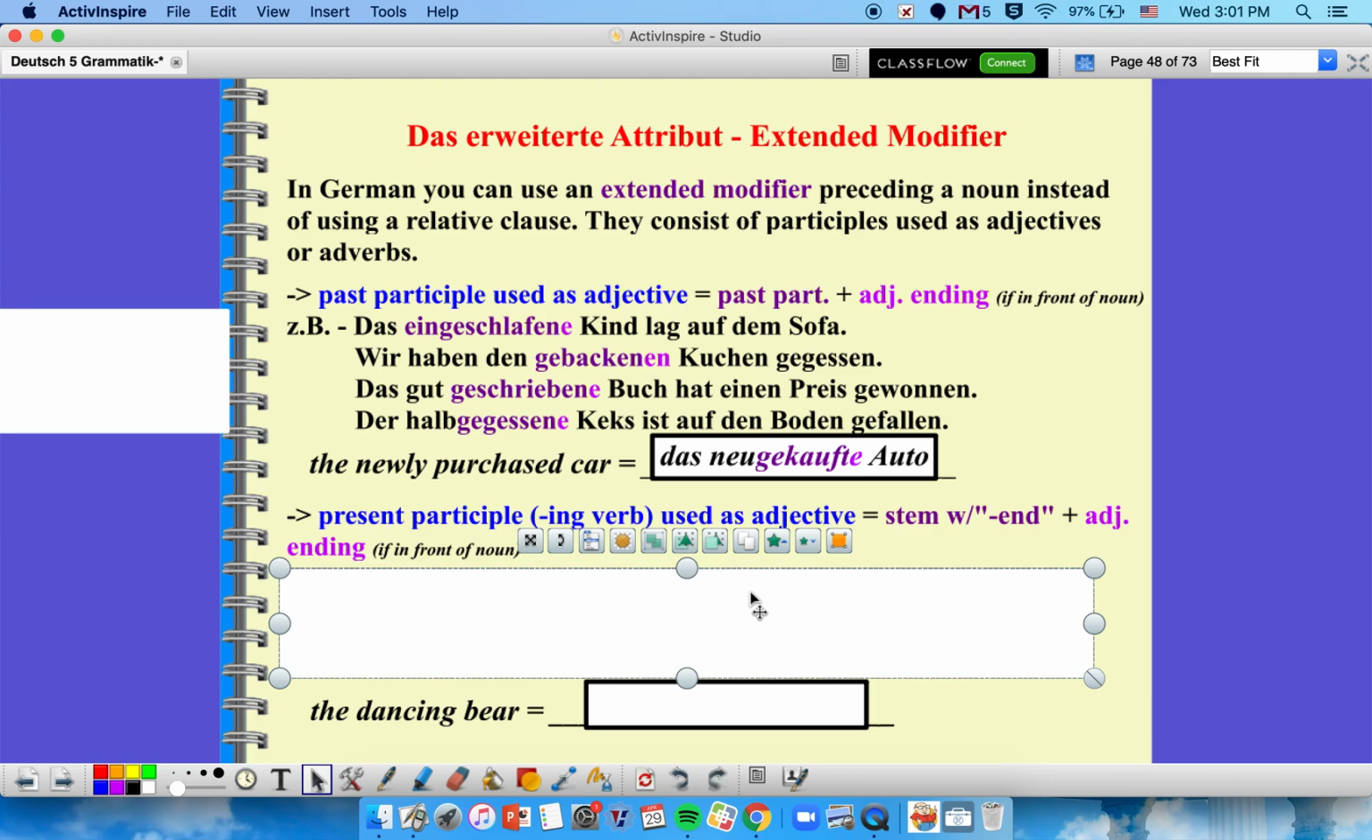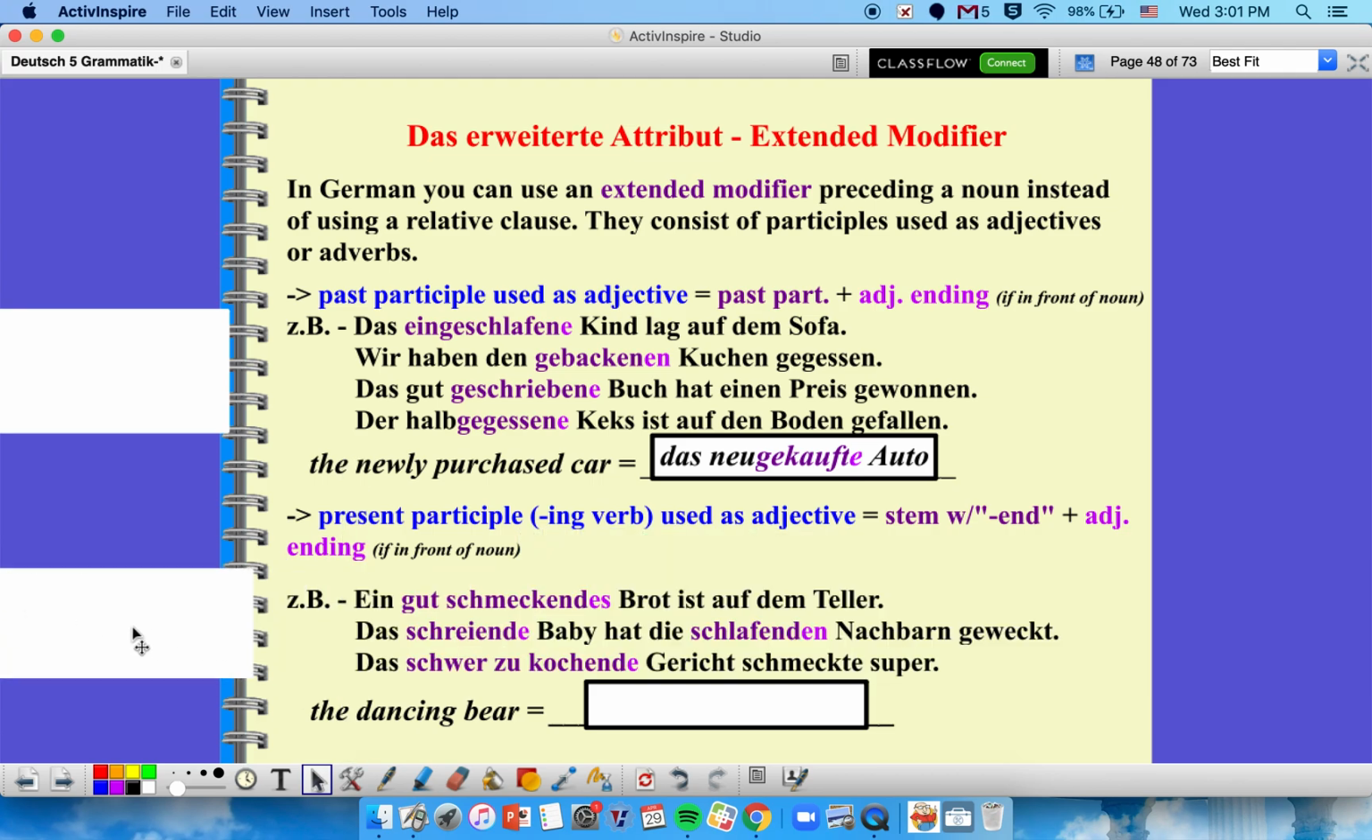So, for instance, ein gut schmeckendes Brot. So schmeckend is tasting. So ein gut schmeckendes Brot is auf dem Teller. A good tasting bread is on the plate. Ein here is original for Brot, but it does not necessarily tell us the gender. So we have to tell the gender by putting an es, that Brot is neuter. So it's a good tasting bread.